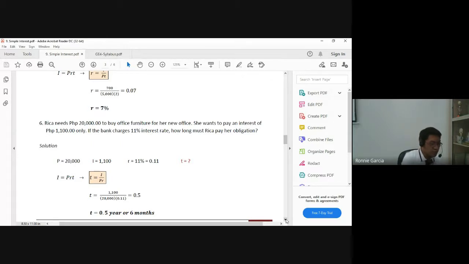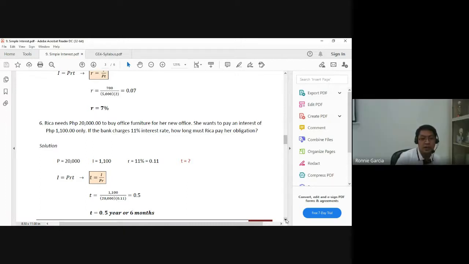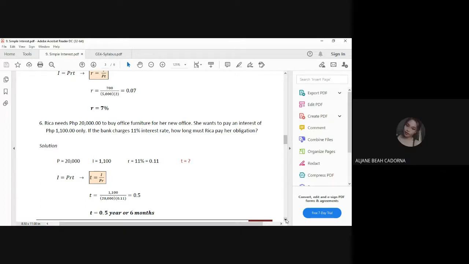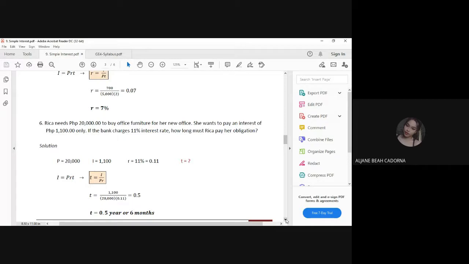Yes, sir. Congratulations, you got the correct answer. How did you get your answer? I multiplied 20,000 by 11%, then the result is 2,200. The expected interest is 1,100, so I divided them. The interest is per year, so my result of 2,200 is the interest for 1 year, and the expected interest is 1,100, which means it is only half a year.